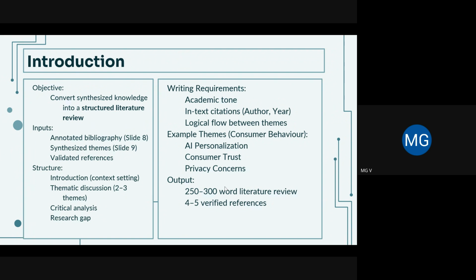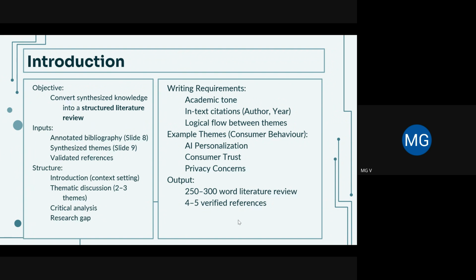The literature review should start with a brief introduction to the topic, followed by thematic discussion covering key areas such as AI personalization, consumer trust, and privacy concerns. Each theme must be supported by evidence from peer-reviewed studies retrieved through Google Scholar. The writing must go beyond summarization and include critical analysis, highlighting similarities, differences, and contradictions across studies. The review should conclude with a clearly defined research gap that aligns with the research objectives and hypotheses developed earlier.